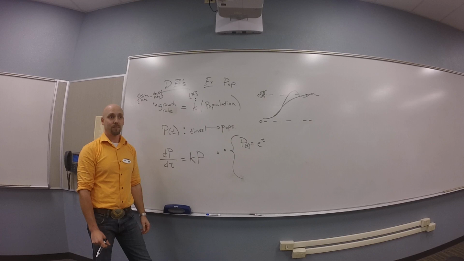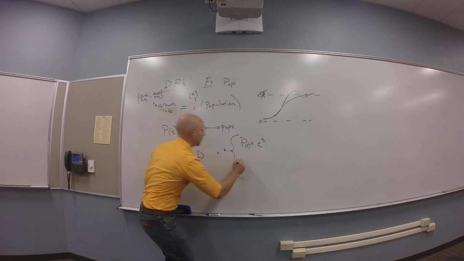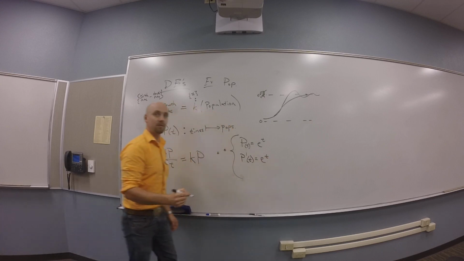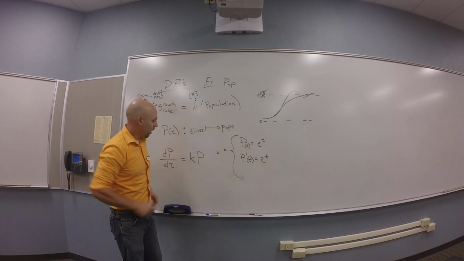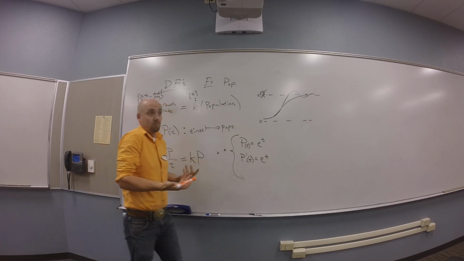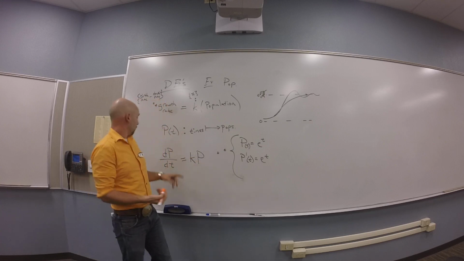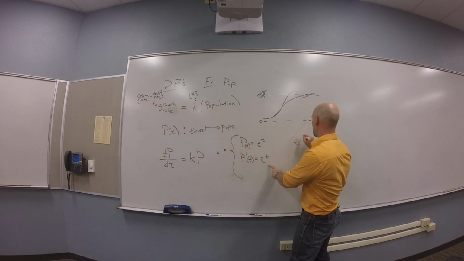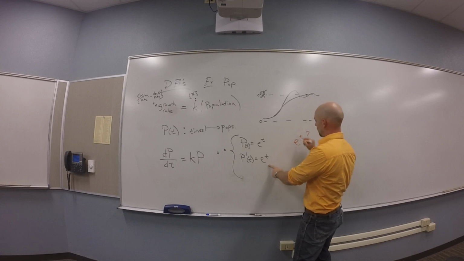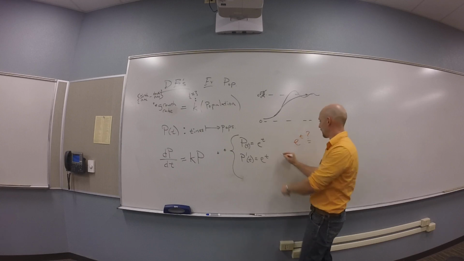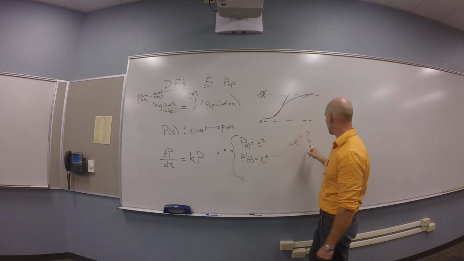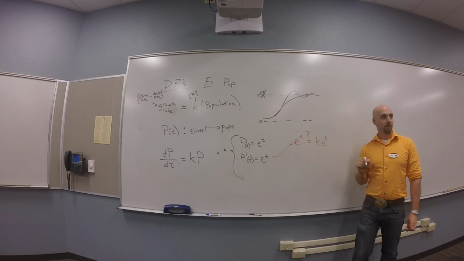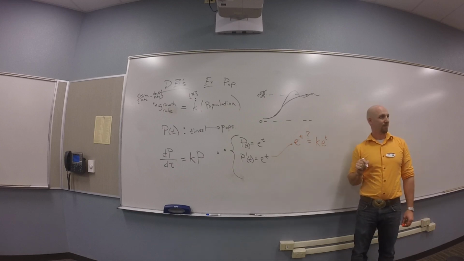What's P prime? P prime is e to the t, right? So now I'm wondering, did that work? Is it true? Is dP/dt, that's this guy, e to the t, and I'm wondering, you see that? That's this guy. Is that k e to the t? As long as your k is 1, you're good.